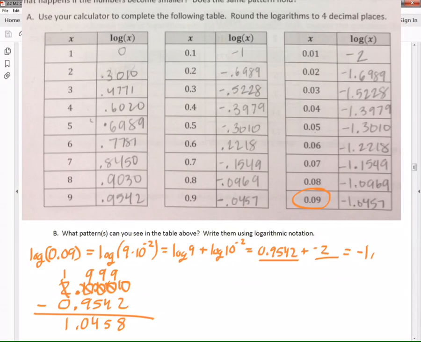Negative. Negative because the 2 is bigger. Yeah, negative because 2 is farther away. Negative 2 is farther away from 0 than 0.9542, and so we know that the answer is going to stay negative.